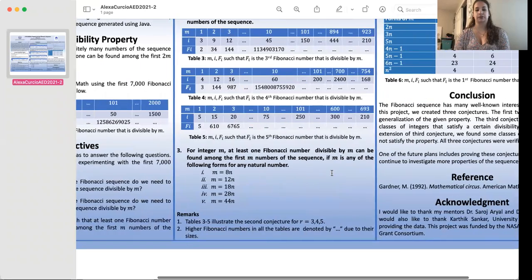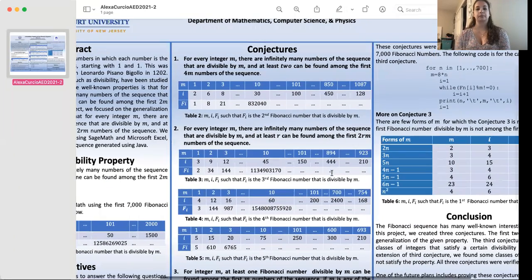So we're going to zoom into the middle column here. The first conjecture was for every integer m, there are finitely many numbers of the sequence that are divisible by m, and at least two can be found among the first 4m numbers of the sequence. So in table 2, you can see that m equals 10, i equals 30, and 30 is less than 40, so it also works for this table.